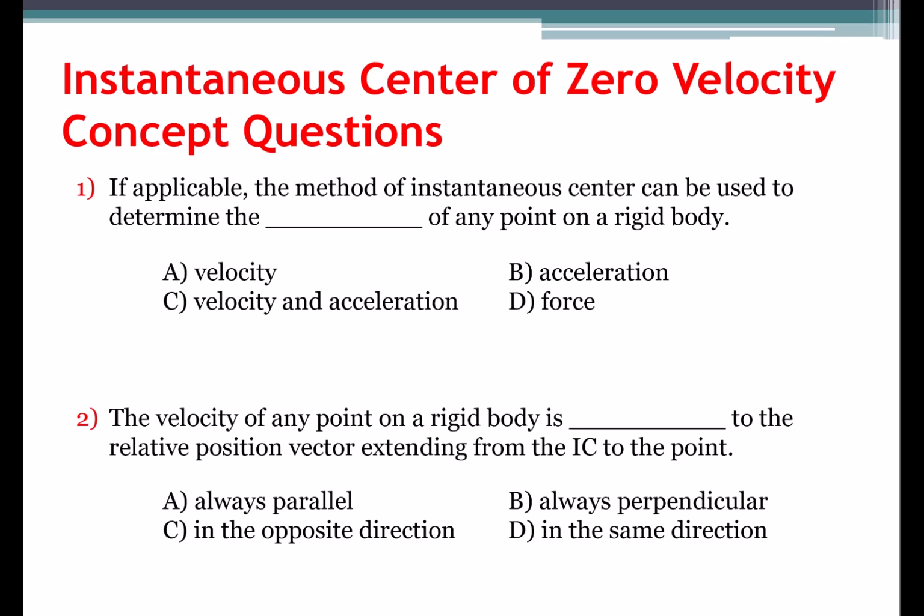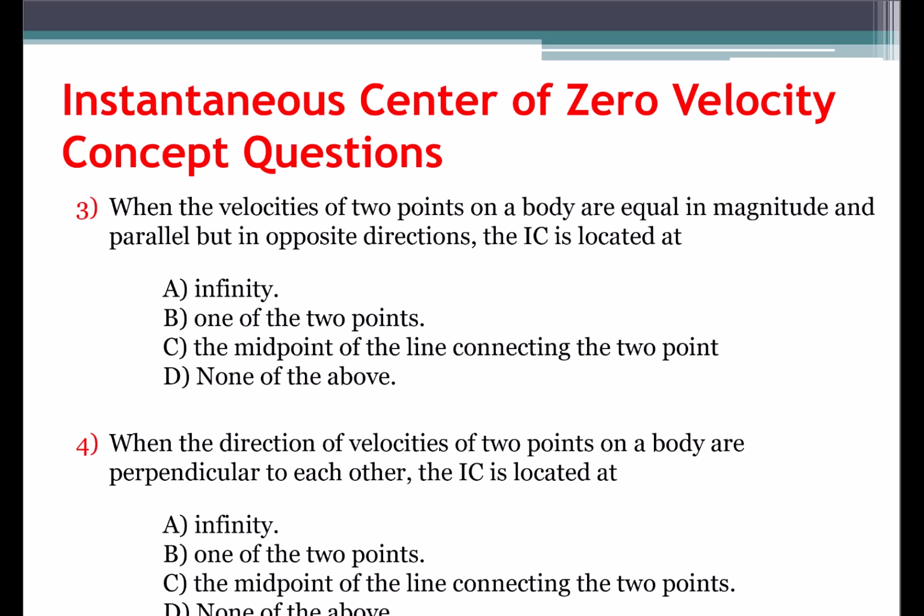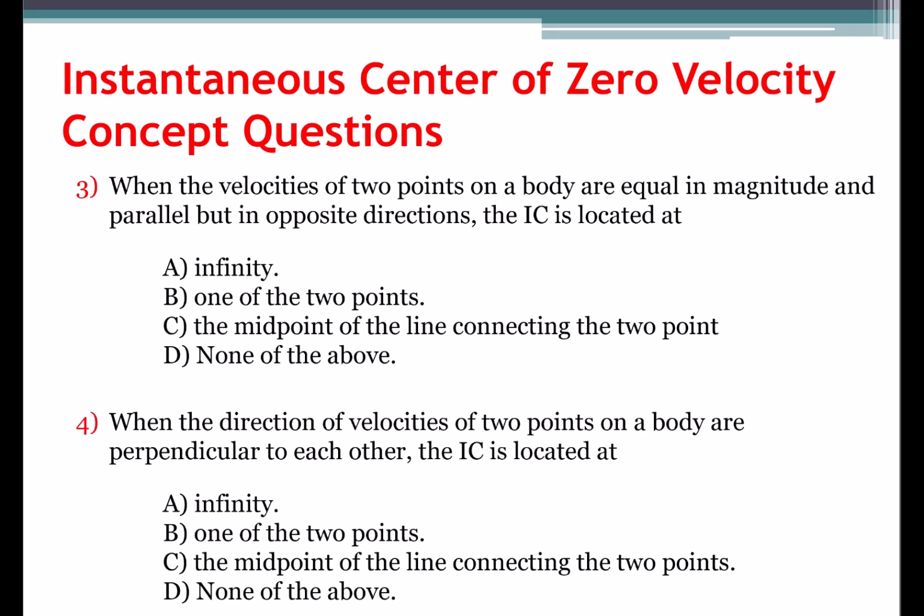Question three: when the velocities of two points on a body are equal in magnitude and parallel, going in opposite directions but equal. So is the IC located at infinity, or at one of the two points? That's the classic case of ordinary rotation. Well, the answer is at the midpoint of the line connecting the two points. This is the pin, and this one is moving this way and this one is moving this way. One of the special cases that we looked at.